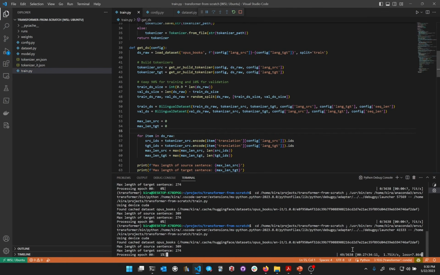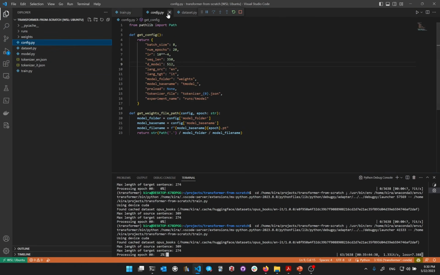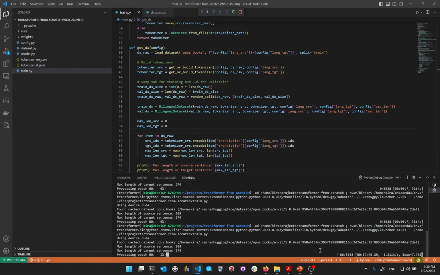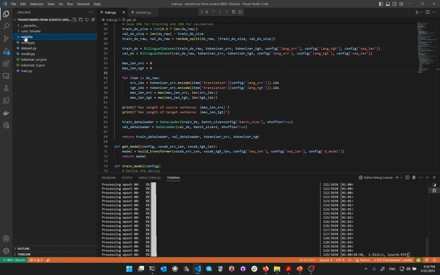And as you can see, the training is quite fast, or at least on my computer. Actually not so fast, but because I chose a batch size of 8, I could try to increase it, and it's happening on CUDA. The loss is decreasing, and the weights will be saved here. So if we reach the end of the epoch, it will create the first weight here.